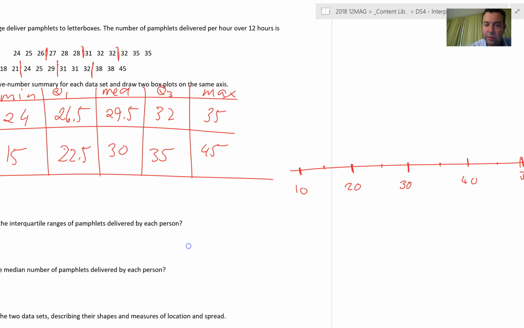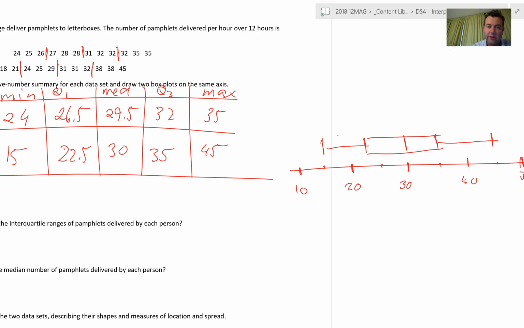So I think we'll put George on the bottom at 15, 22.5. Right, that's there. 30, 35, and 45. Right, join those three up like that, the outside ones like that. That is George's box and whisker plot.